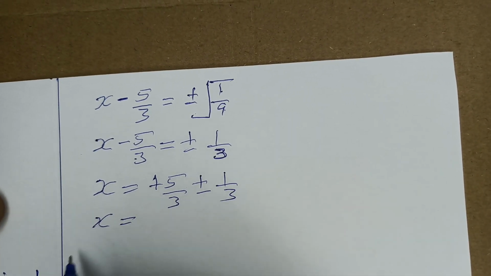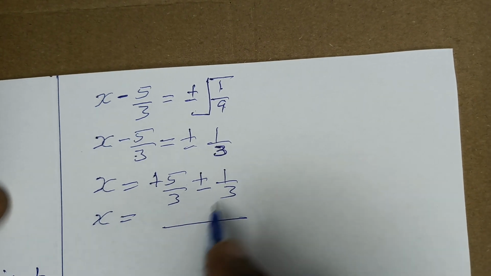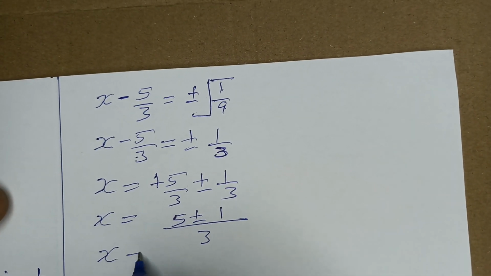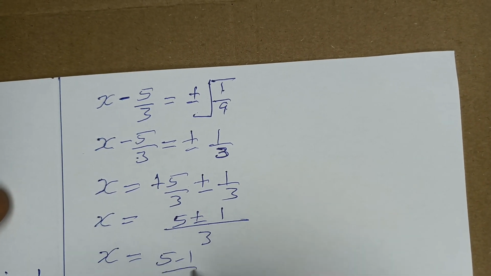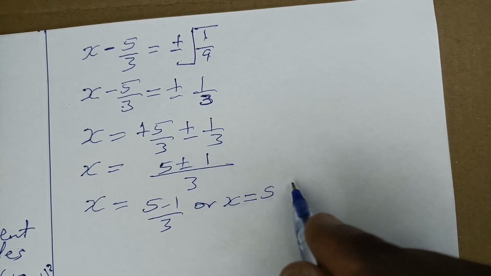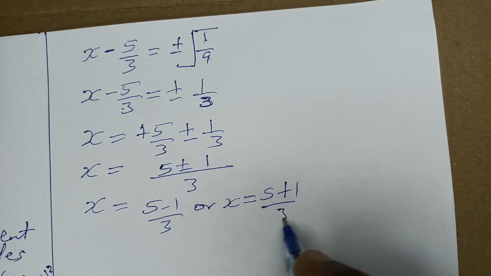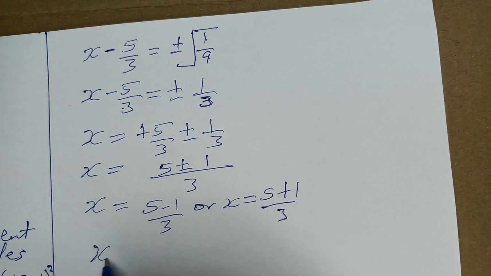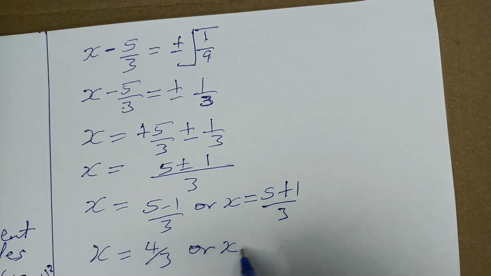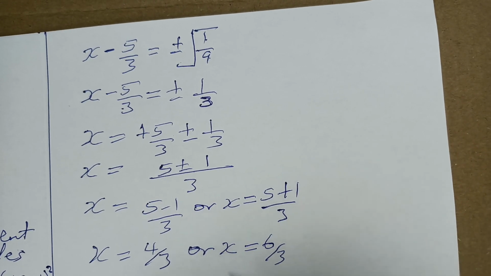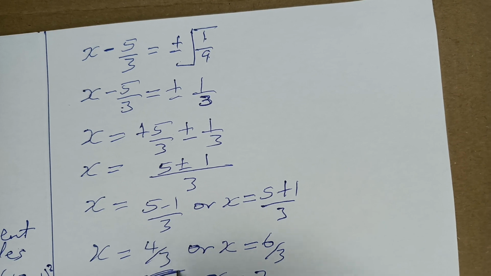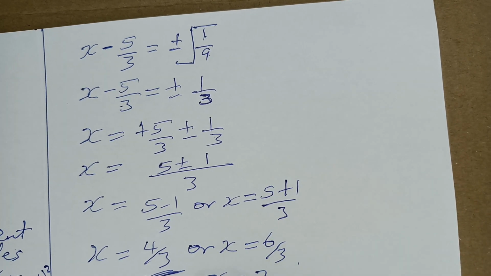Finding the LCM, which is 3, it means 5 plus or minus 1. So we have x is equal to 5 minus 1 over 3, or x is equal to 5 plus 1 over 3. So our x will be 4 over 3, or our x will be equal to 6 over 3, and in the actual sense this will be 2. So our answer is either this or this. That's the answer for that.